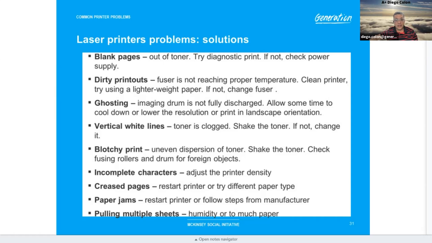Incomplete characters is the next area here, which is adjusting the printer density in the settings. The creased pages, although it says restart printer, I always find that beautiful. Try a different type of paper. Check if they overstuffed. You'll be surprised how many times these people get frustrated with these printers because they have to put in more paper. So what do they do? They overstuff the tray, which creates too much pressure and obviously creases the page. Or it could be the rollers themselves that are creating the problem. The rollers are the pickup rollers and or the feed rollers that are inside.